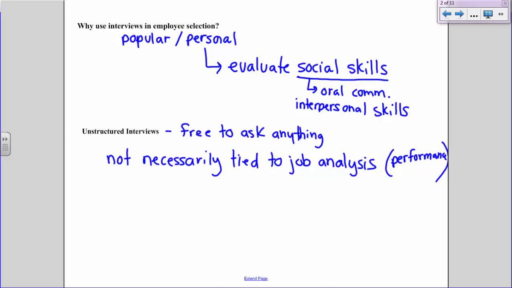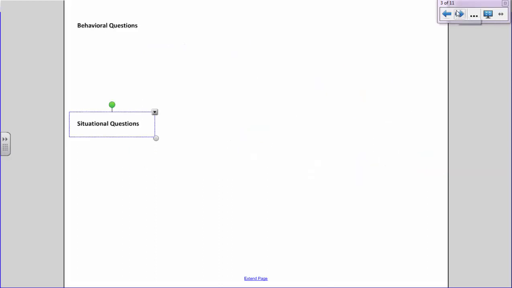Maybe not measuring their responses or evaluating their responses in any consistent way, and they're just basically relying on intuition. So questions that you may see in an unstructured interview would be like, where do you want to be in 5 years? Or why should I hire you? Or what do you really want to do in life? Or what's your biggest weakness? Those things are very vague and really aren't necessarily tied to specific aspects of performance on the job. But again, they're the most common types of interviews.